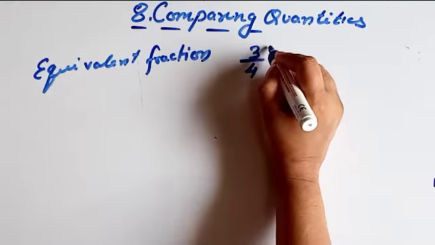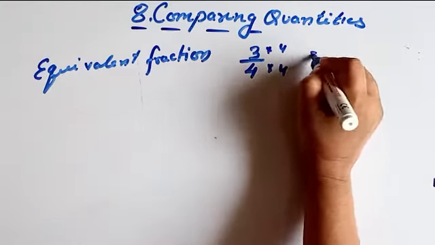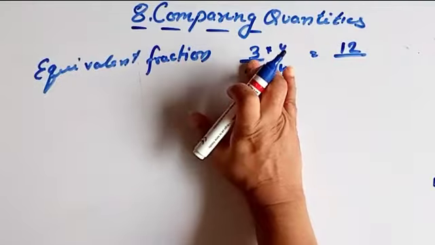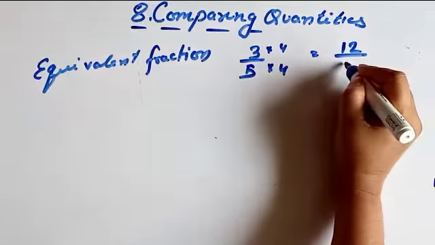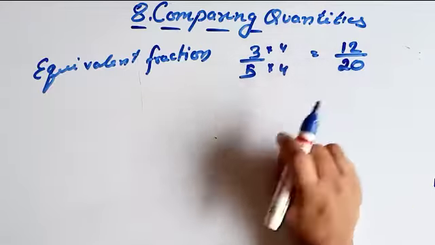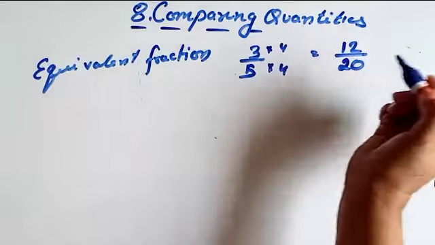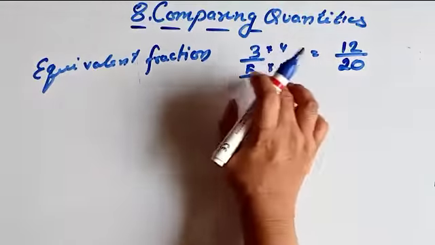If I multiply this by 4, 3 4s are 12 and 4 4s are 16. We will take the fraction 3/5. If I multiply by 4, 3 4s are 12 and 5 4s are 20. These two are equivalent fractions.